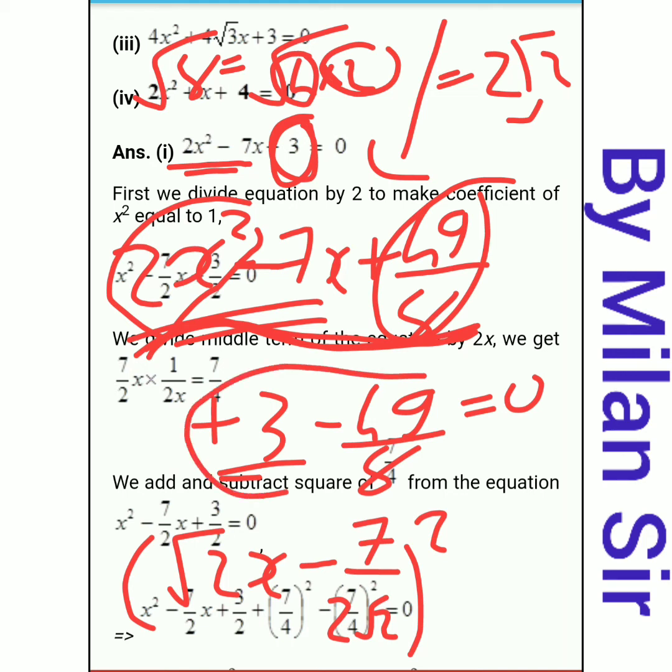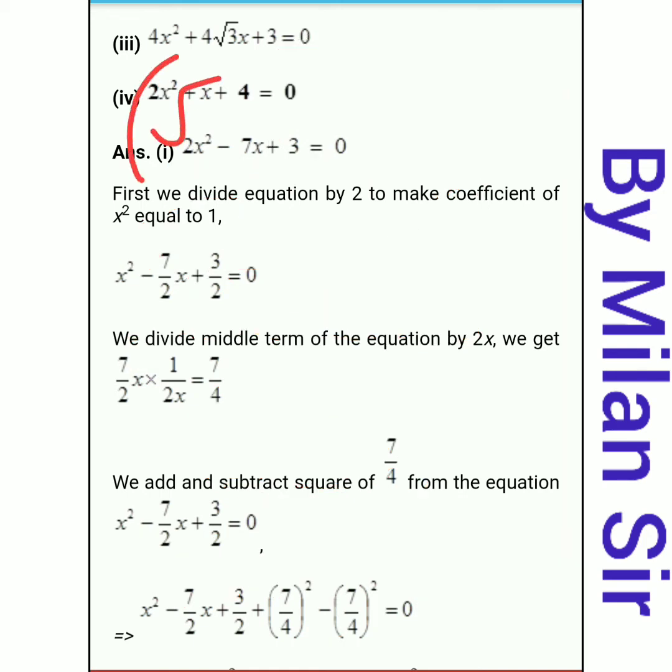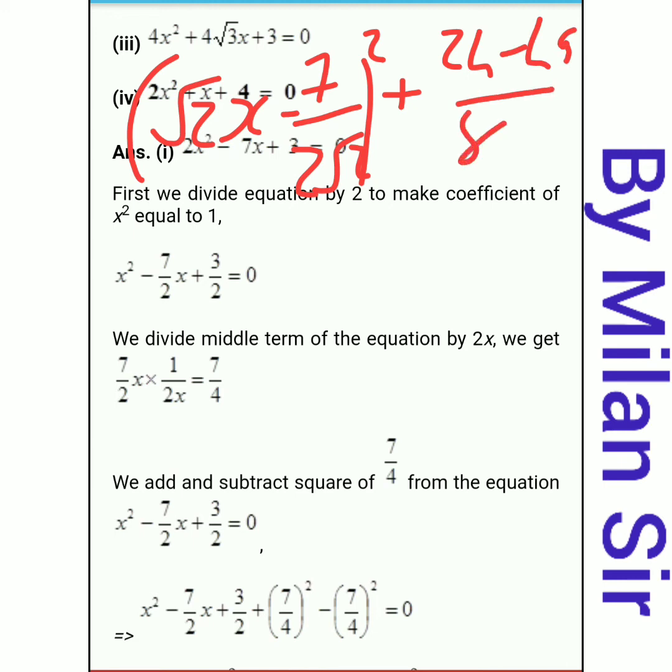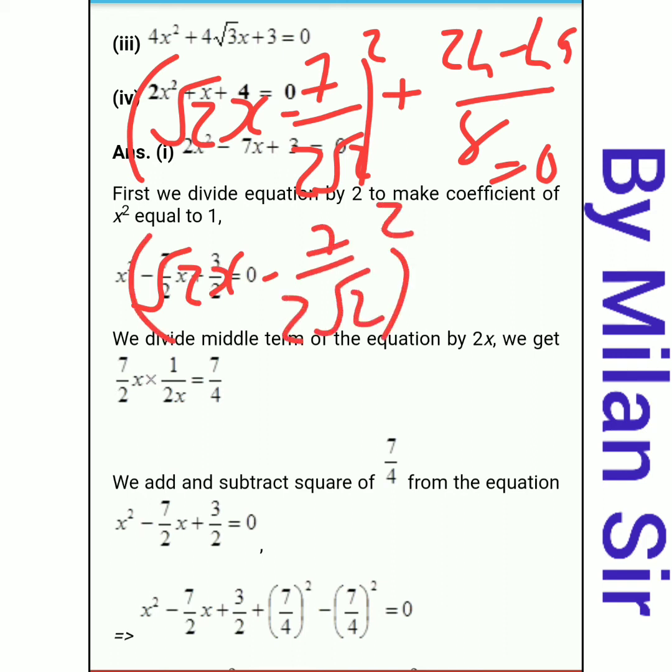Okay, and we need to simplify these two terms, and for that we need to take the LCM. So 8 3s are 24 minus 49 divided by 8 is equal to 0. Okay, so at last what we get, under root 2x minus 7 by 2 root 2 all square, plus here we have 24 minus 49 by 8 is equal to 0. Okay, so under root 2x minus 7 upon 2 under root 2 all square remains as it is. Here 24 minus 49, it is minus 25.